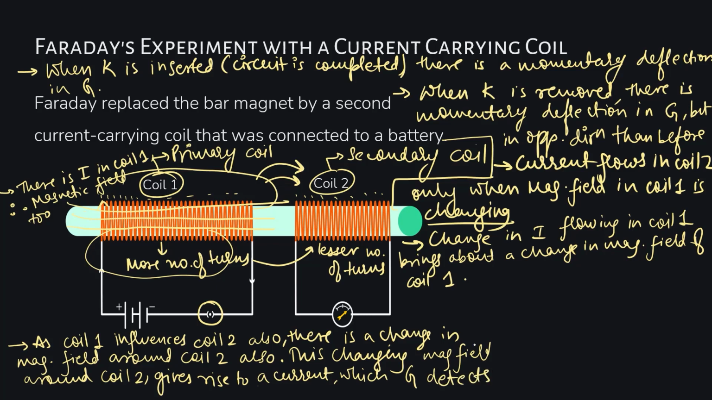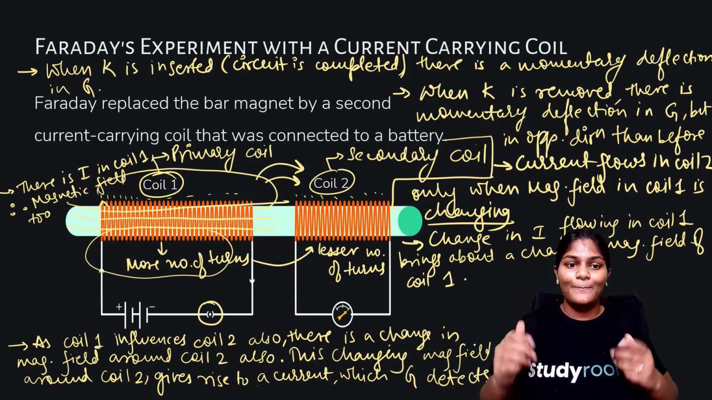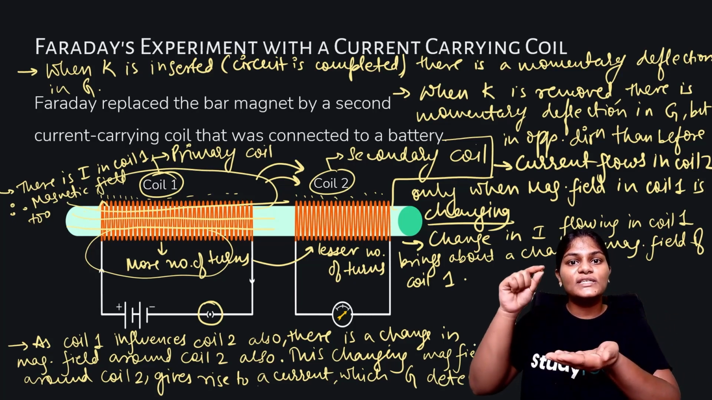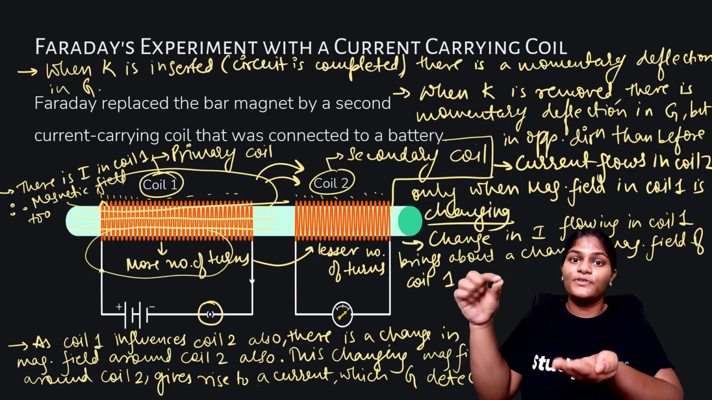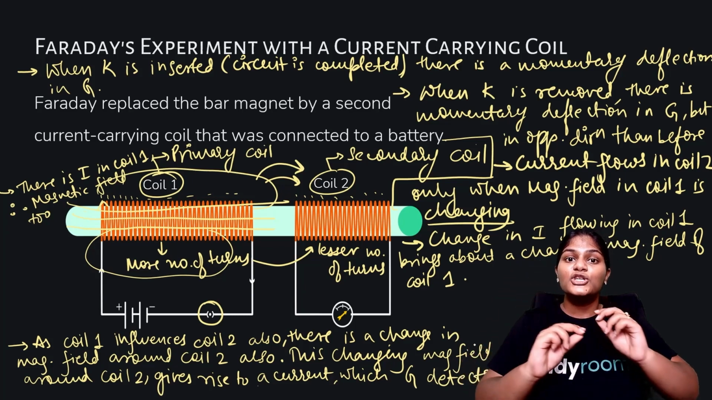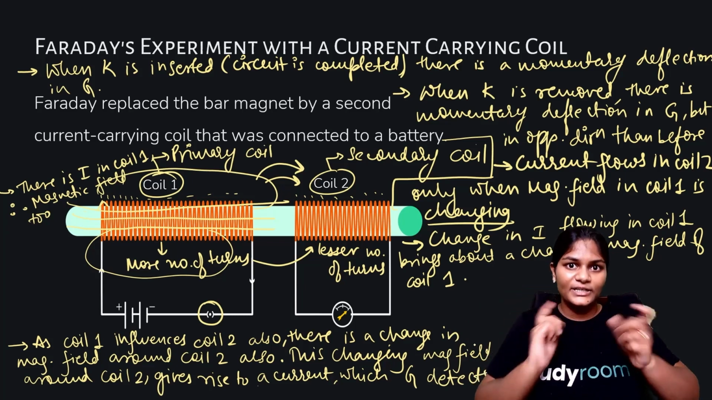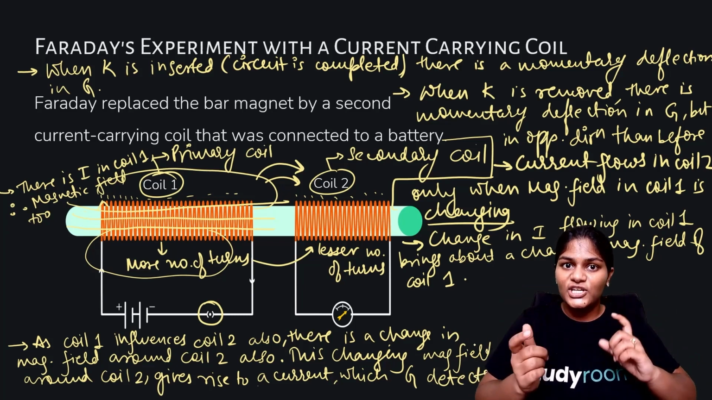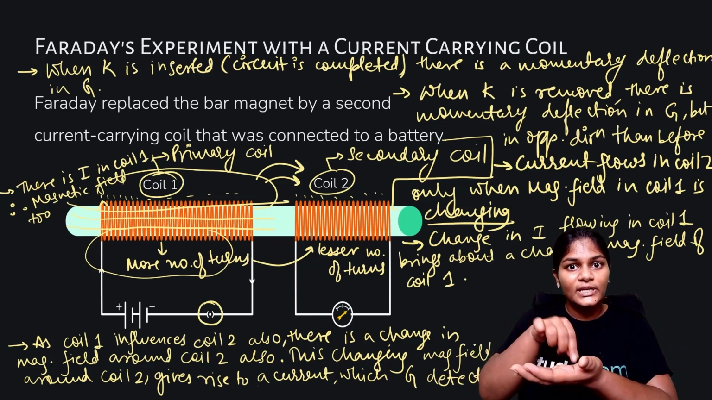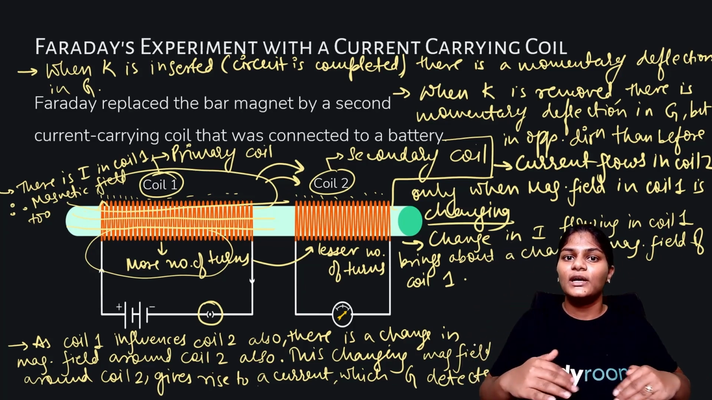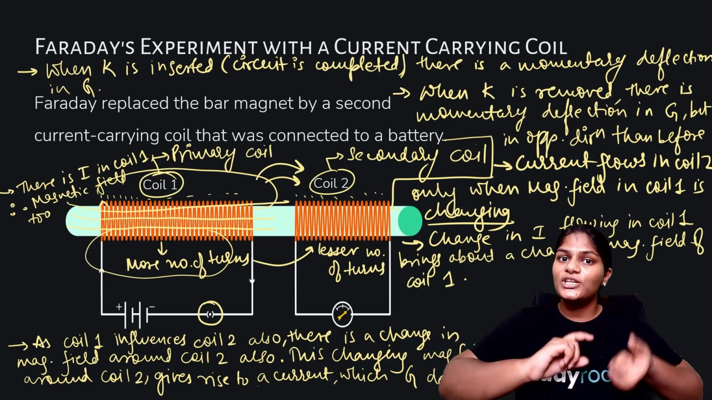Okay, so now I hope it is clear to you what is happening. We are changing the current in coil 1. How are we changing it? We're just switching the key on and off, or we're just placing the key and removing the key. So in that split second, when the key is placed and it is removed, the current is obviously switching, right? As soon as the key is inserted, there is a current in the circuit. As soon as the key is removed, the current in the circuit is going to 0, right? So there is a change in the current.